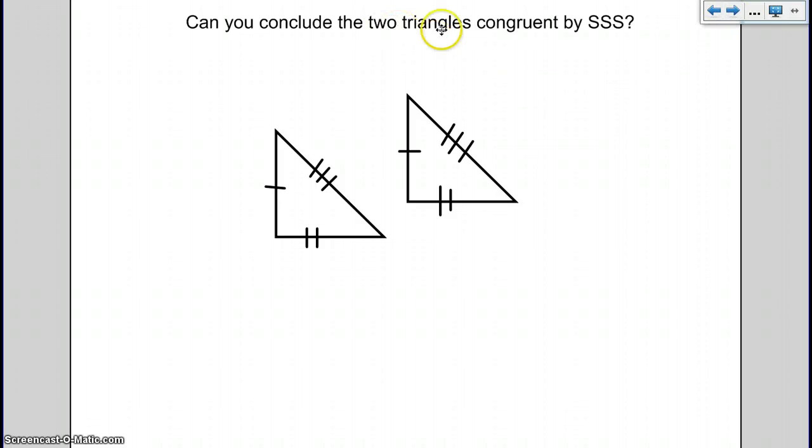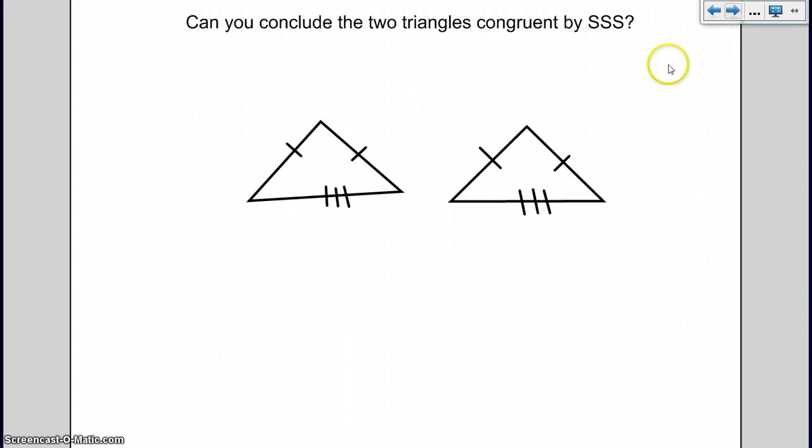Can you conclude the two triangles are congruent by side, side, side? This side and this side, this side and this side, this side and this side. The answer is yes. Here, can you conclude two triangles congruent by side, side, side? This side and this side. This side is the same as the other side, so it's an isosceles. And here, they're the same. So the answer is yes.